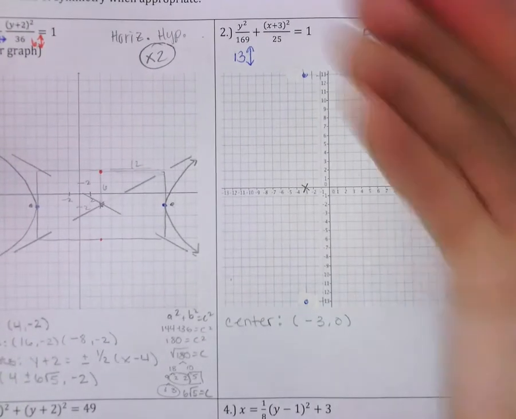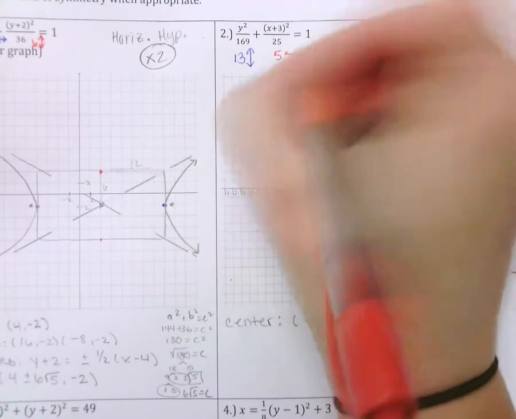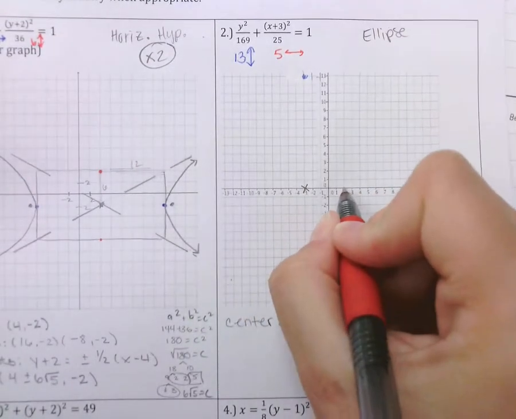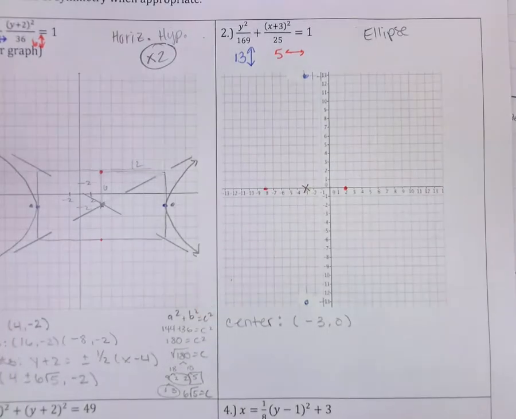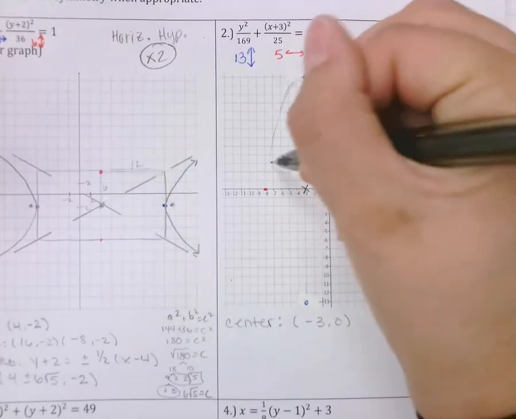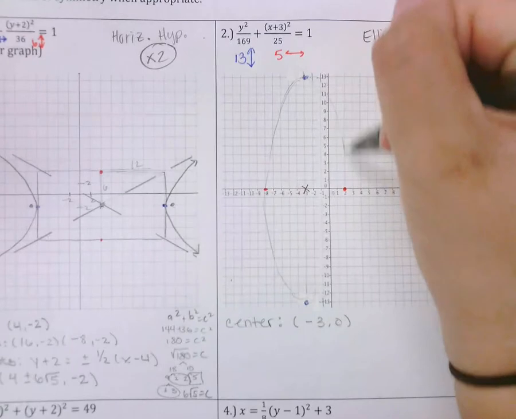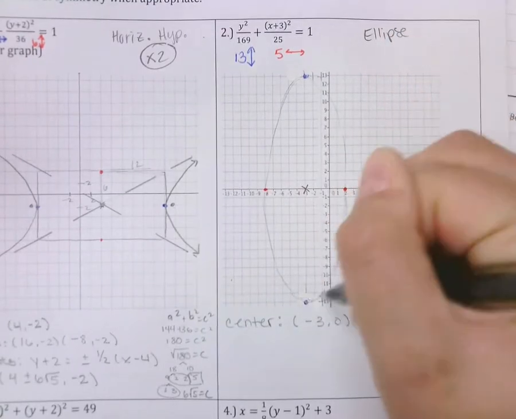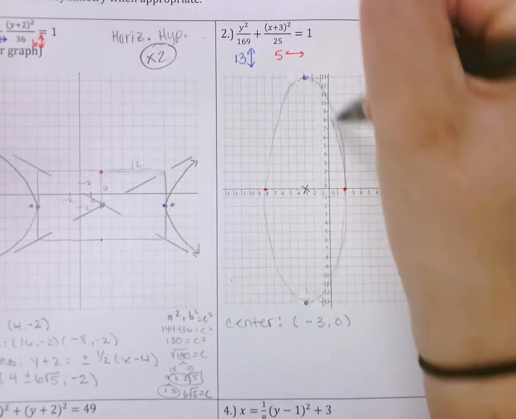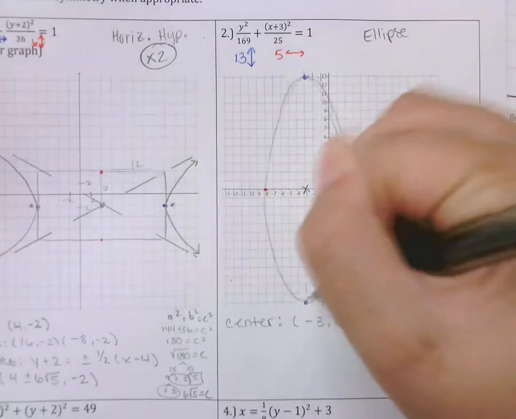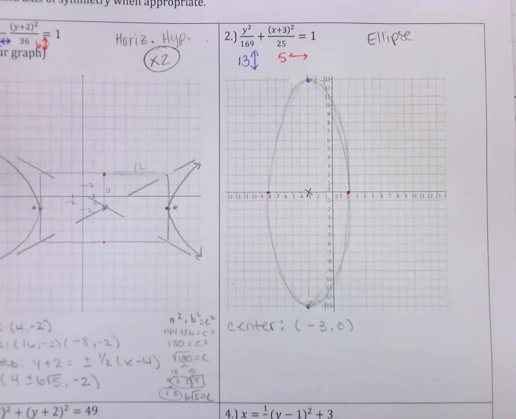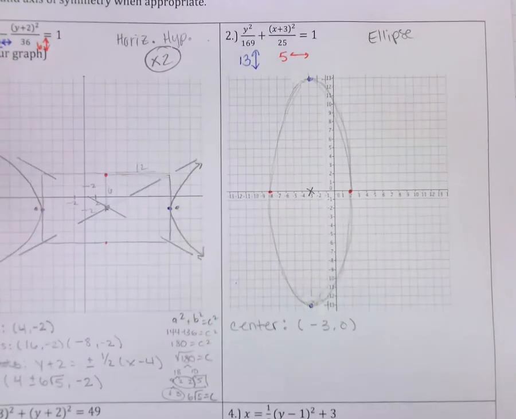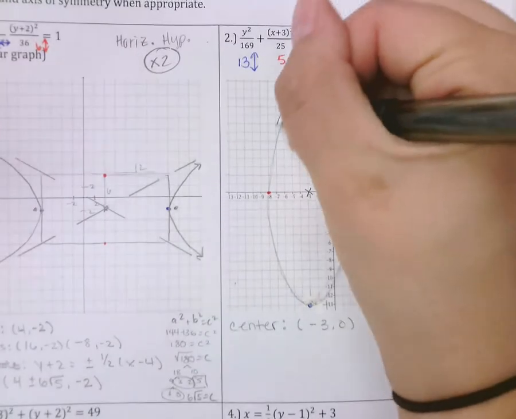Then you're going to square root 25 and get 5. So you're going to go 5 to the right and 5 to the left, and you're going to make an ellipse. This is like a football. Do I have to say that it's a vertical ellipse? You don't really have to, but I think it's helpful to identify what you're graphing before you graph it. That way, once you start graphing it, you know you're doing it right.